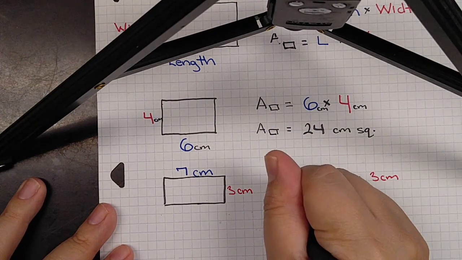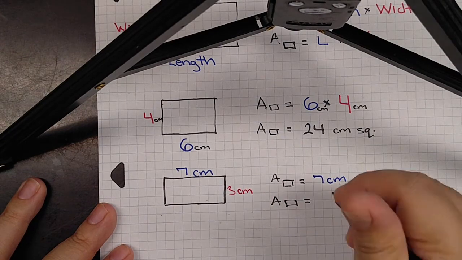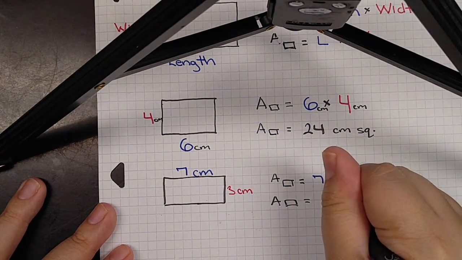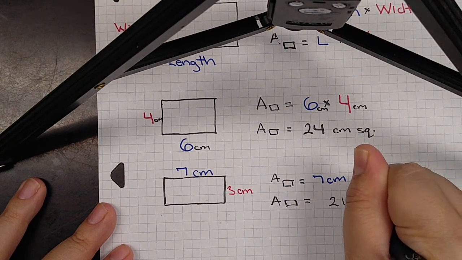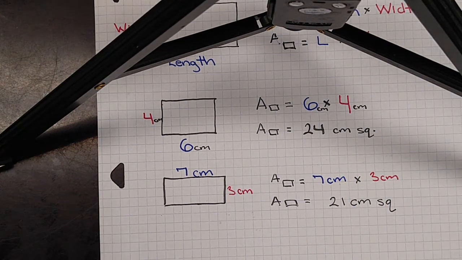So when I solve for this, it's going to give me a total of 21 centimeters square.